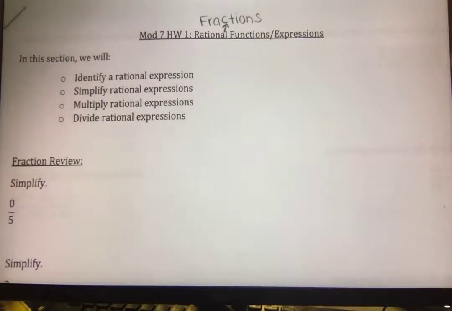And expressions. So we are going to identify rational expressions. We're going to simplify them, we're going to multiply with them, and we're going to divide with them. So before we simplify, multiply, and divide, let's go back, kind of like old school, and make sure we have our foundational fraction skills, our foundational rational expression skills down. So let's do a little fraction review.